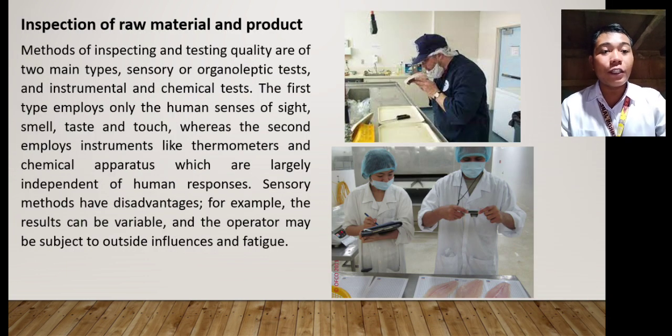Then, inspection of raw material and product. Methods of inspecting and testing quality are of two main points: sensory or organoleptic test and instrumental and chemical test. The first type employs only the human senses of sight, smell, taste, and touch. That is the sensory method.